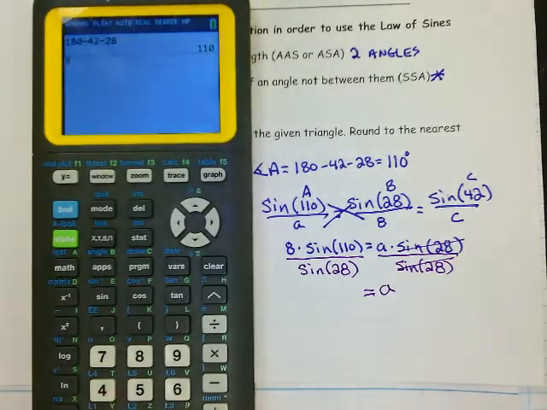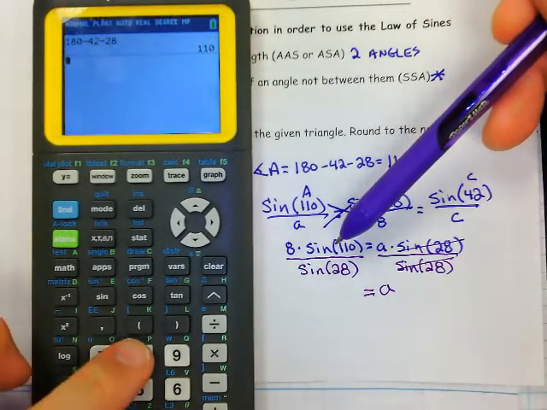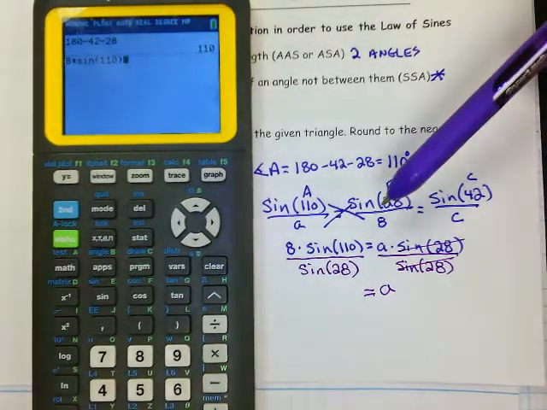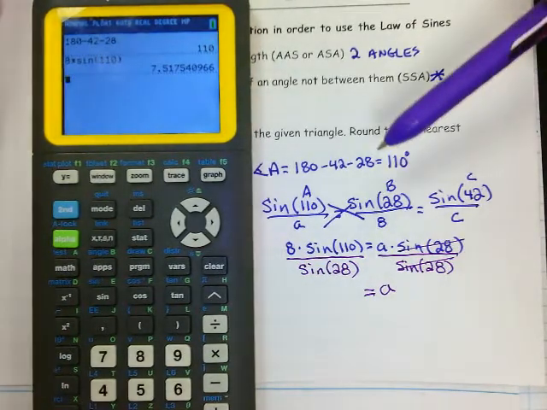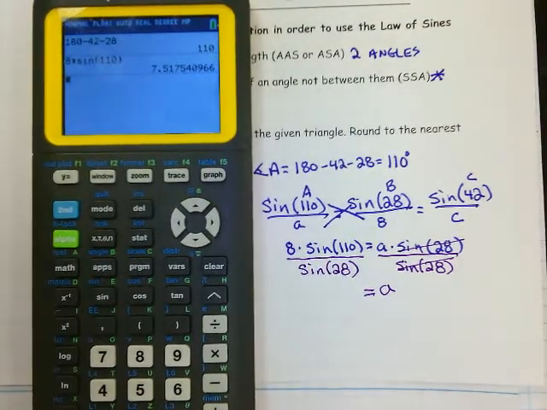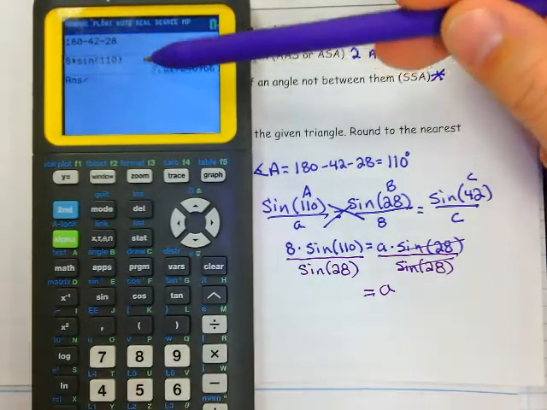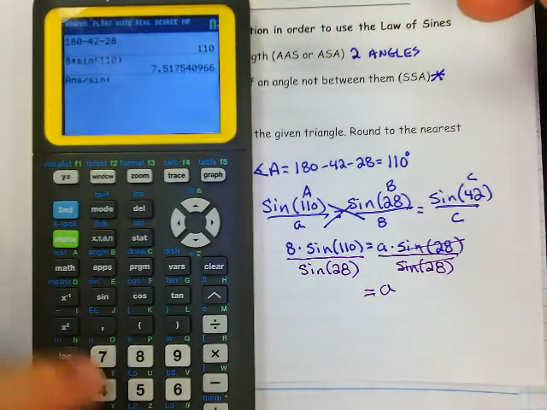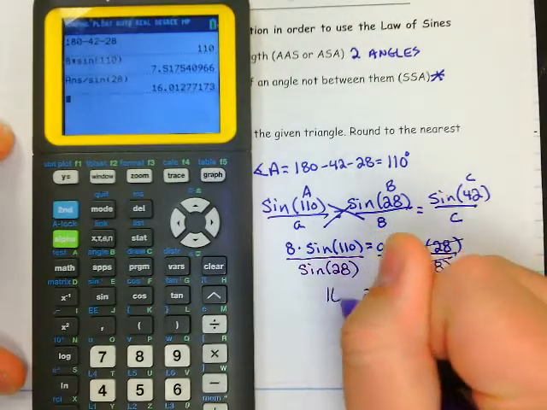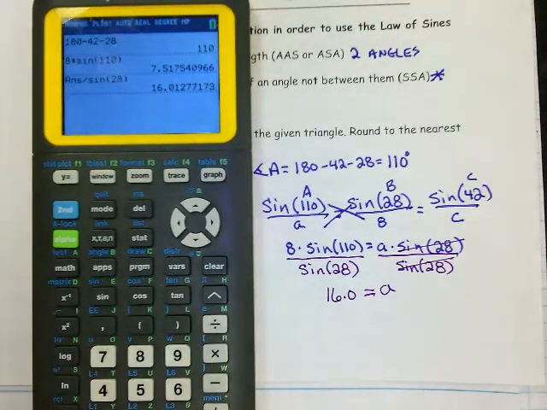We want to do this in pieces, okay? So what I want to do first is I want to start out by doing 8 times the sine of 110. So here I go. 8 times the sine of 110 in my calculator gives me 7.5175. Now, since I've already got that in my calculator, I'm just going to hit the divide button, and it'll take the previous answer, and now I'm going to divide that by the sine of 28, and that leaves me my A is 16.0. So my missing side opposite of angle A is 16.0 units.